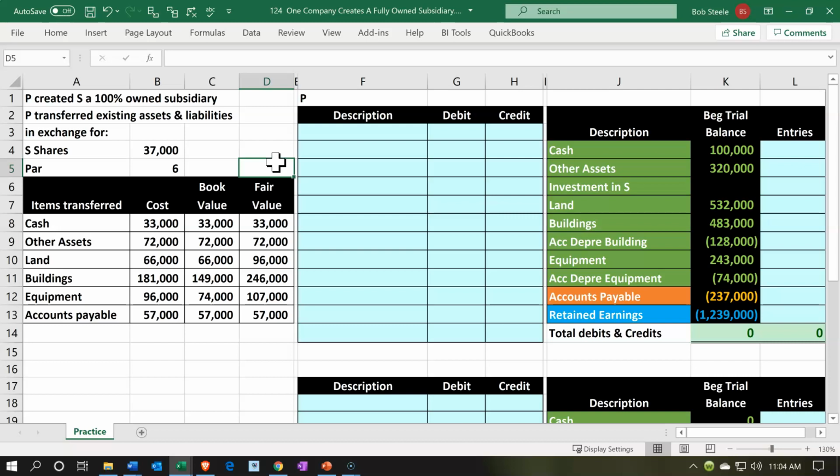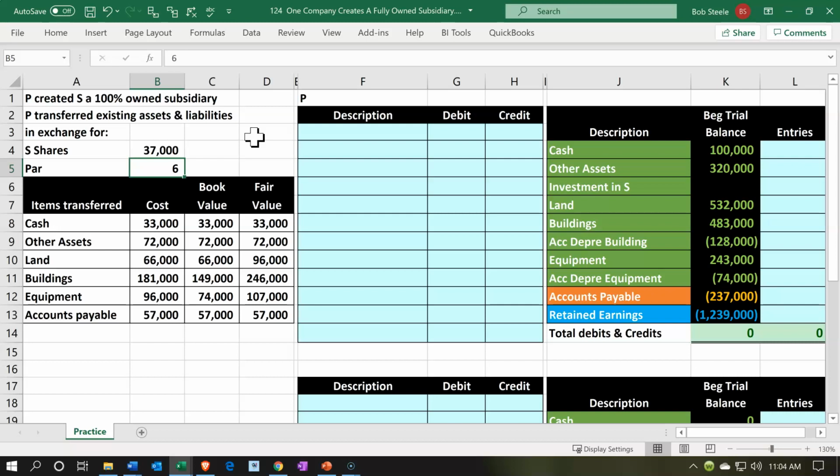So now we're back to a situation where we're not purchasing another company at this point in time. One company, it's kind of like restructuring, creating another company, breaking off of one company, the parent company, and then breaking off this new company that's going to be the subsidiary company in this example. So P transfers existing assets and liabilities to S, and then in exchange for S shares of $37,006 par. So now in this case, of course, S doesn't have anything before. They're going to be a newly created entity.